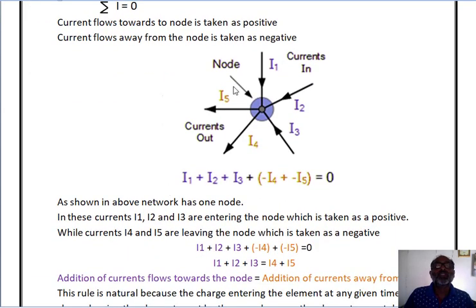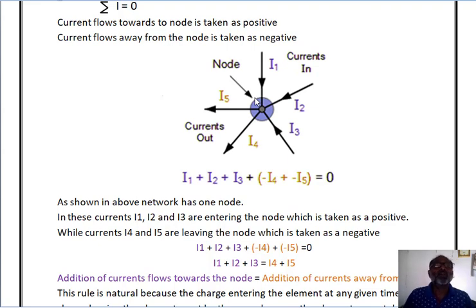So here you can see the network. Currents I1, I2, I3, I4 and I5 are the currents in a particular network, and they meet at a particular node. You can see that the currents I1, I2 and I3 are entering the node, that's why they are taken as positive, while currents I4 and I5 are leaving from this node, that's why they are taken as negative.